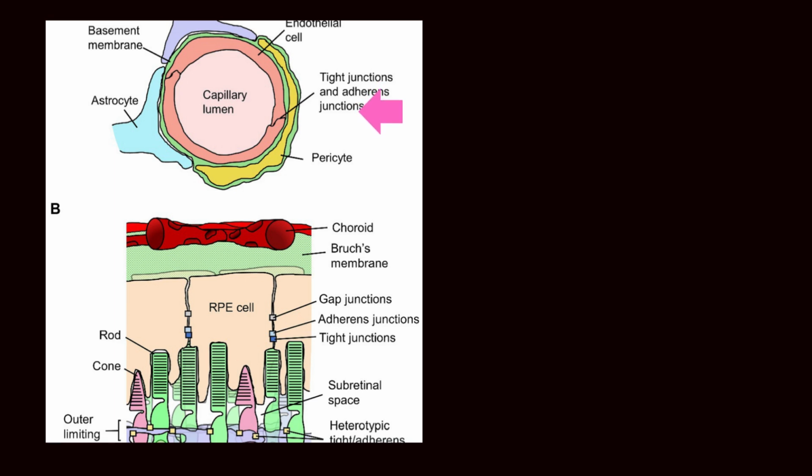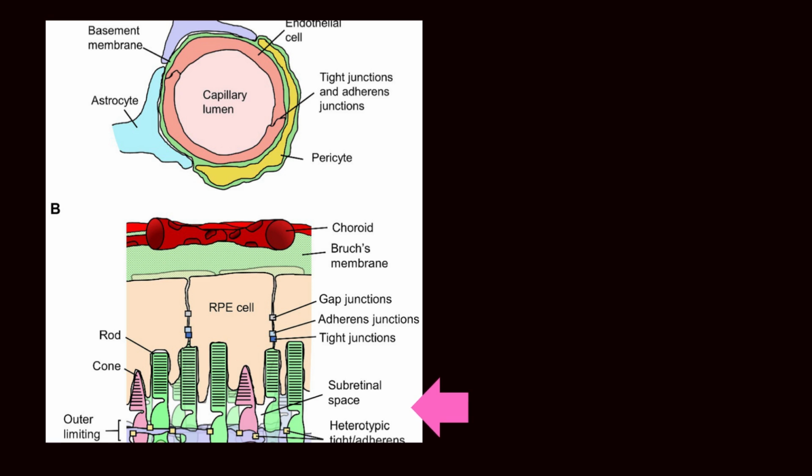The inner blood-retinal barrier is made of non-fenestrated endothelial cells with tight junctions lining the retinal vessels, preventing large molecules and plasma components from leaking into the neural retina. This function is very similar to the blood-brain barrier.